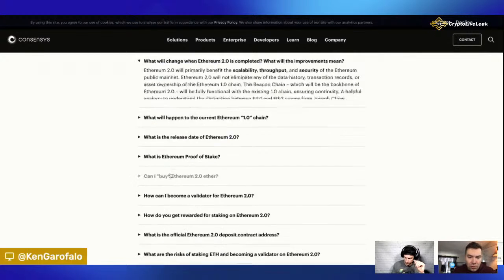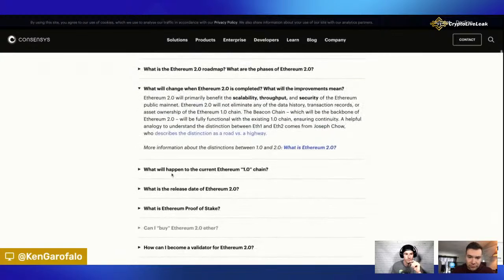So what will change when ETH 2.0 is completed? What will the improvements mean? So again, scalability, throughput, and added security to the public mainnet. It will not eliminate any data history. So transaction records, asset ownership, everyone that owns the ETH token will still have that record once ETH 2.0 switches over. The beacon chain, which will be the backbone, will be fully functional and with the existing 1.0 chain, ensuring continuity.